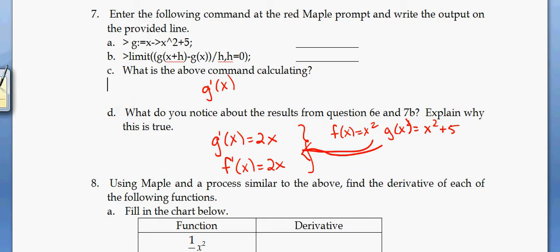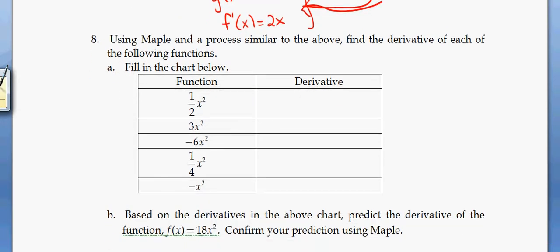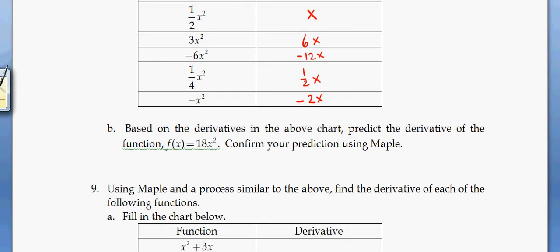Okay, so using Maple, and a process similar to above, so doing exactly what we just did, hopefully you did this again ahead of time. I wanted you to find the derivative of each of these functions. So when we did this, what you should have found is that this one you get x, this one you get 6x, this one you get negative 12x, this one you get 1/2 x, and this one you get negative 2x.